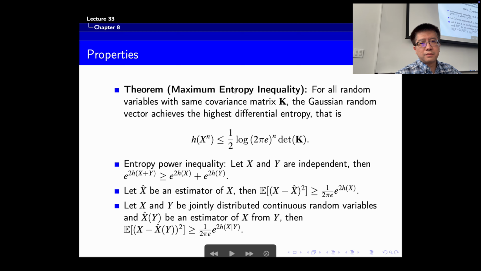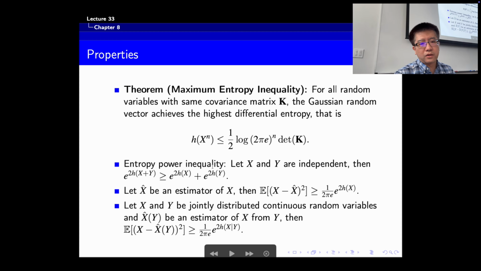Then we have the maximum entropy inequality. The important thing is that if I have distributions with the same covariance matrix, then the Gaussian distribution will maximize the differential entropy. This is different from the discrete case, where the uniform distribution maximizes the entropy. Here, let it be any distribution with a fixed covariance matrix, and the Gaussian distribution will maximize the entropy. This is very important, and we're going to use that today.